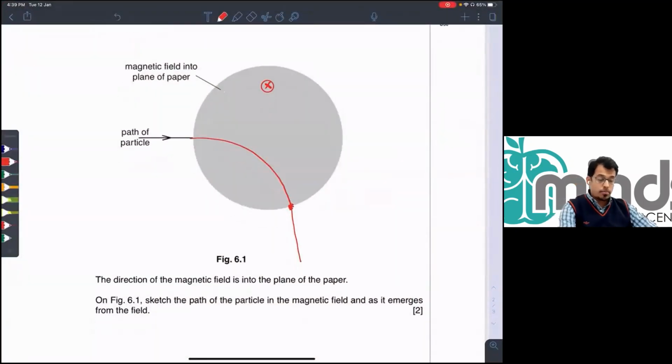How many of you have actually drawn a similar path? Sir, can you explain the tangent part again?